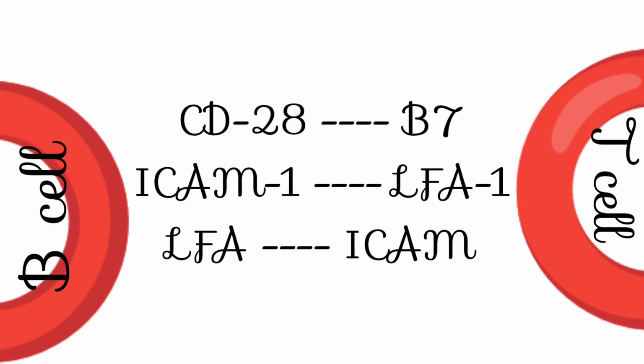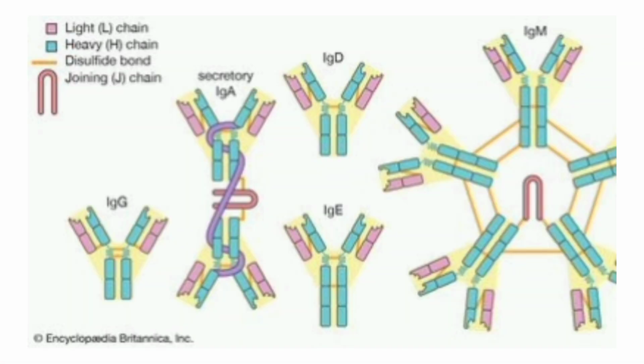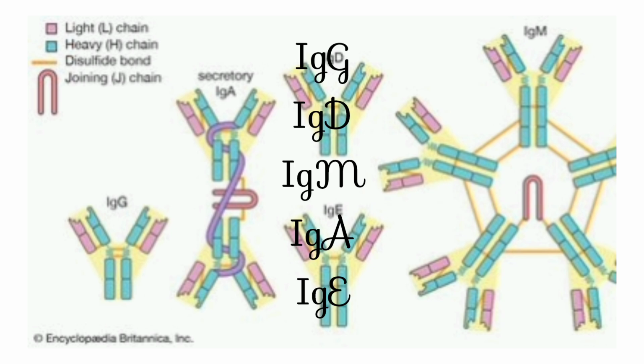CD28 molecules on the surface of the T cells, which will interact with the B7 molecule on the surface of the B cell. Furthermore, LFA1 on the T cell will interact with the ICAM1 on the B cells, and there are also ICAM proteins on the T cell that will interact with the LFA protein on the B cells. So as a result of T cell dependent response, all classes of antibodies are produced, which include IgG, IgM, IgA, IgD, and IgE.